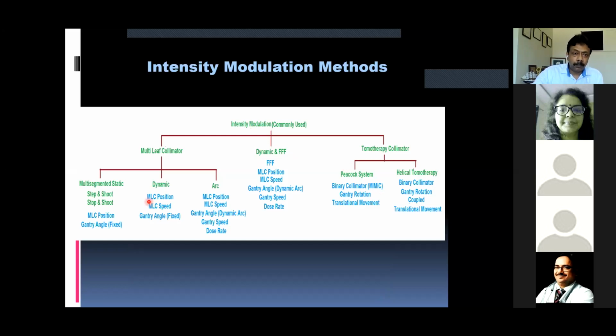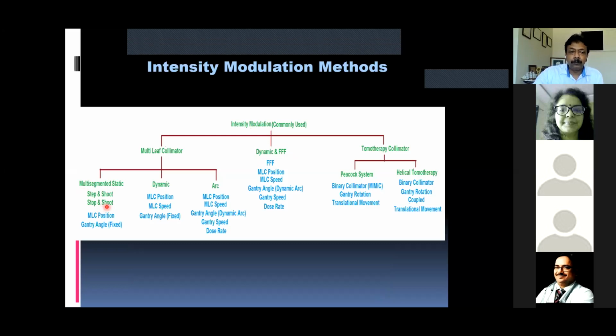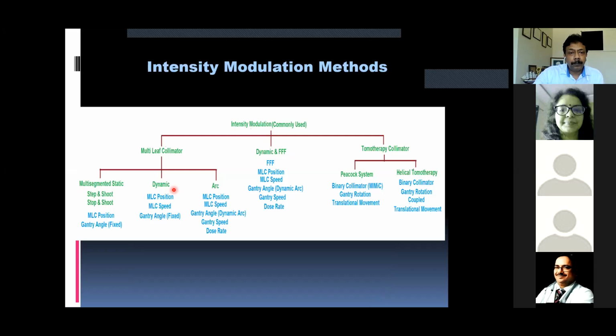In a common linear accelerator, we may use the multi-segmented static, that is step and shoot, or you can call it stop and shoot. You may have the dynamic multi-leaf collimator. You have the dynamic multi-leaf collimator with arc, intensity modulated arc therapy.